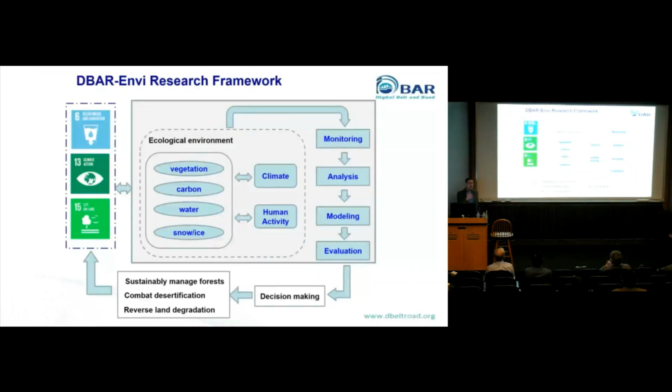So now I'm going to talk mostly about the Environmental Change Working Group of DBAR. And our focus is on 3 UN Sustainable Development goals. They are clean water, climate action, and life on land. And in order to inform those 3 Sustainable Development goals, we look at things like vegetation and vegetation dynamics. We look at carbon cycling. We look at water in its liquid and frozen forms. And we look at how climate and human activity are influencing these factors that ultimately go into the indicators of sustainable development.